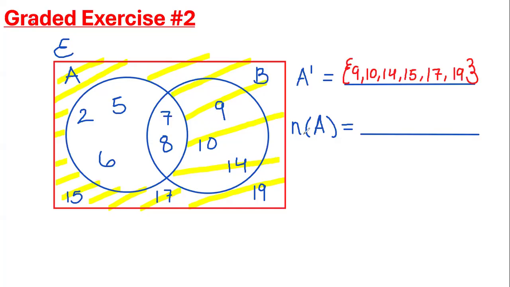So what is the number of elements in A? 5. Very good. Why did y'all say 5? 7 and 8 are part of the circle. Very good. So all of this, the whole thing: 2, 5, 6, 7, and 8 are all part of it. So the number of elements in A is going to be 5.